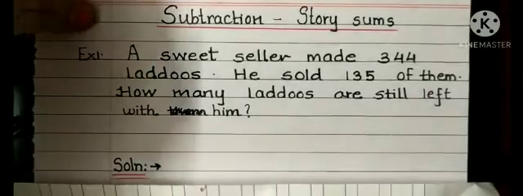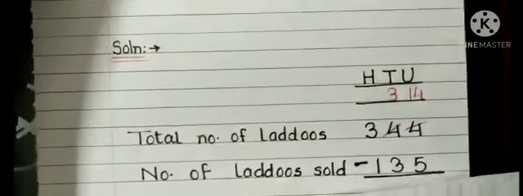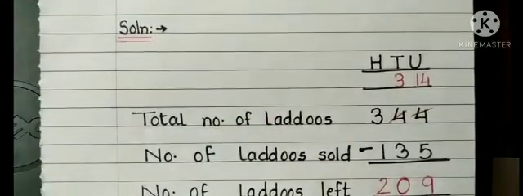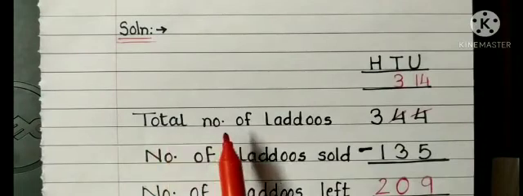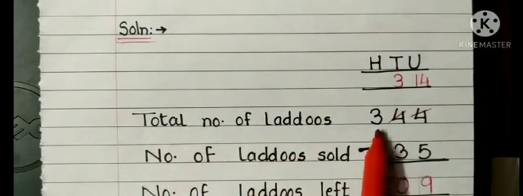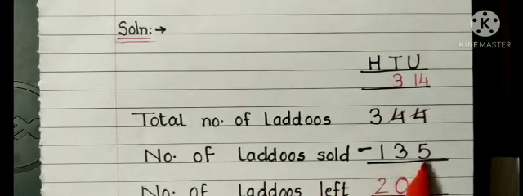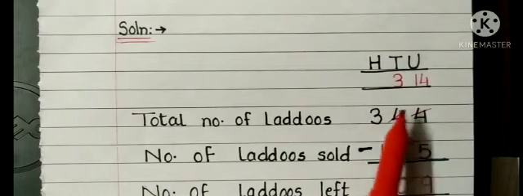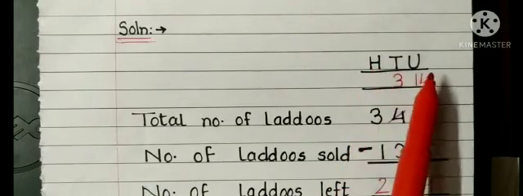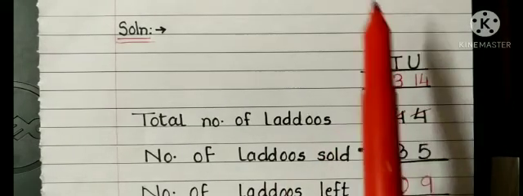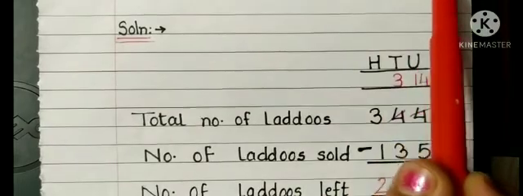Now we have to arrange the given numbers along with their statements in their proper places. So we can see here, total number of laddus, 344. Number of laddus sold, 135. So we have arranged it in proper places. Now what do you have to find out here? What is asked? How many laddus are left.